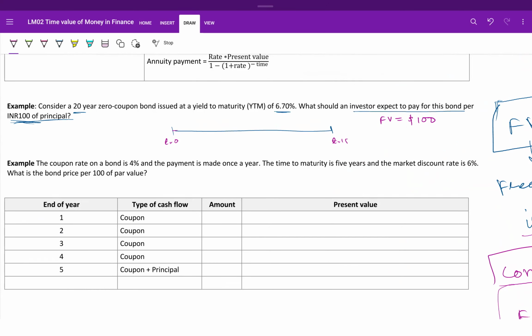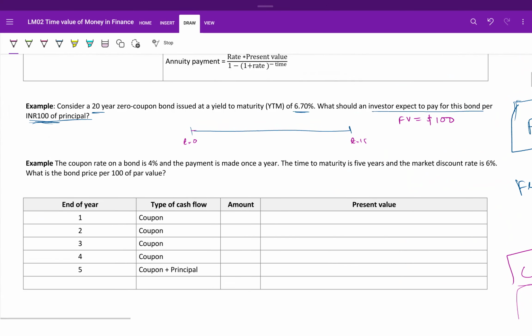Investor expect to pay for this bond per INR of principal, $100, 100 INR of principal, or $100 of principal. It could be multiple of $100, 100 in Indian rupees. So don't get confused. Let's just take one scenario and try to figure it out. So if the future value, the face value, is 100, the time is 20 years.